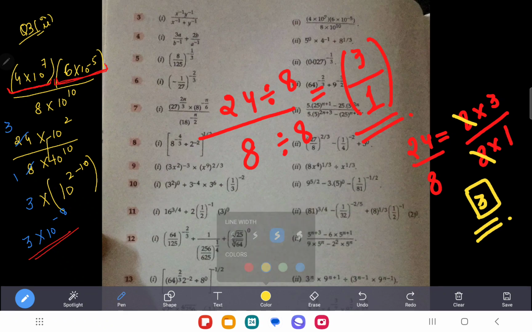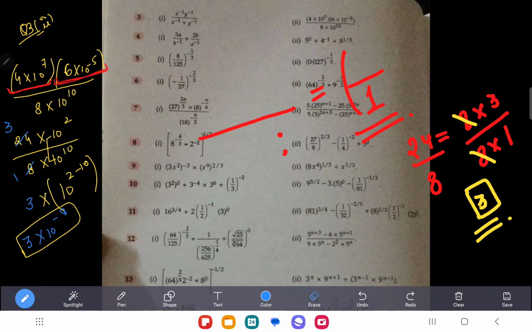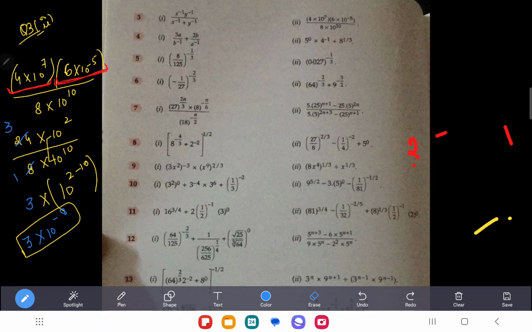Okay. So that's the concept. So what do we have in here? We have 3 times 10 raised to the power minus 8. Understood or not? All right. So that's my answer. Simple. For question number third, second part. Question number fourth, second part also we have done. Fifth, third, second part we've done. Sixth, second part we've done. We've done this as well.